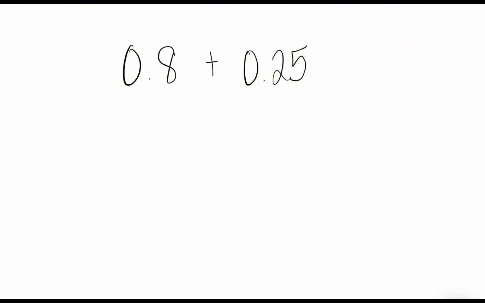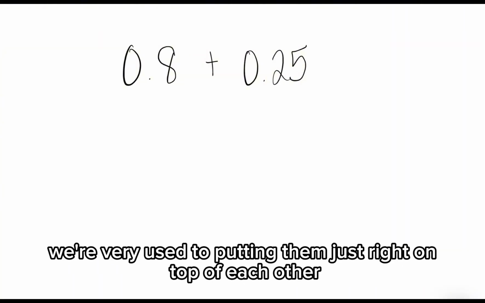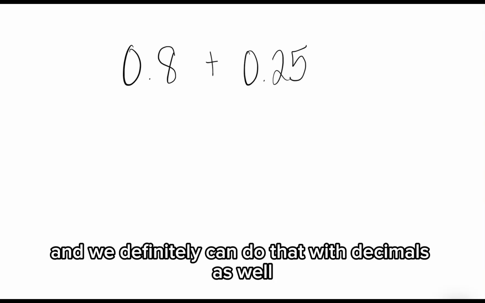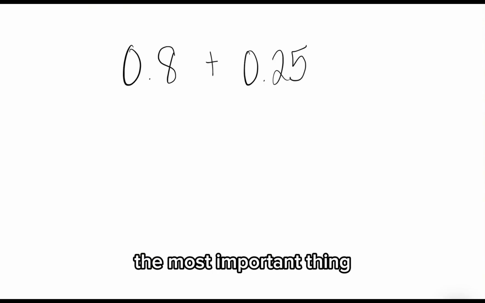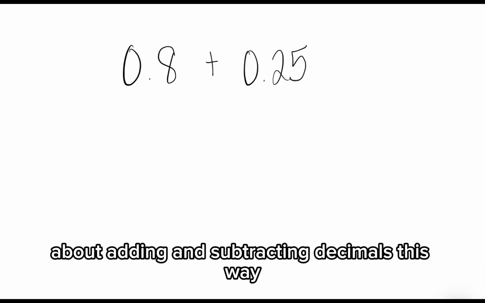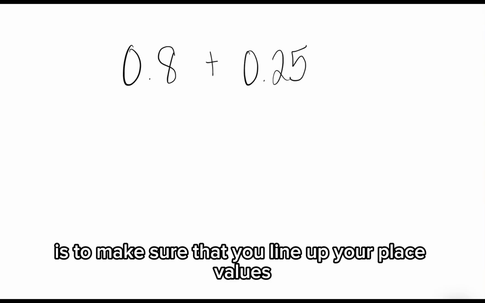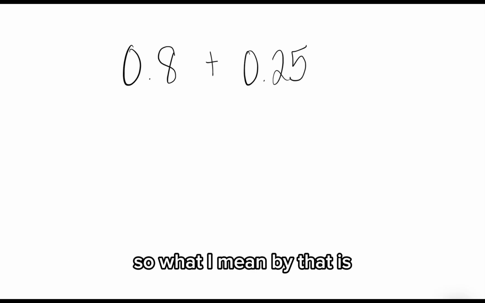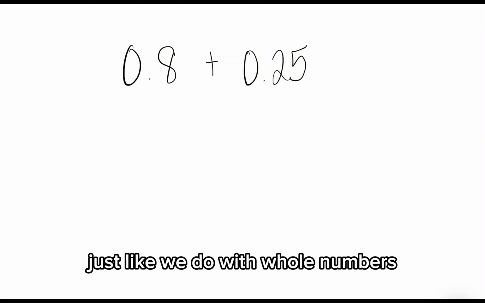So now I want to show you how to do that problem and get the exact same answer, but without using a hundreds grid. The problem that we were just given was 8/10 plus 25 hundredths. When we're used to adding and subtracting, we're very used to putting them just right on top of each other. And we definitely can do that with decimals as well. The most important thing about adding and subtracting decimals this way is to make sure that you line up your place values. So what I mean by that is just like we do with whole numbers.